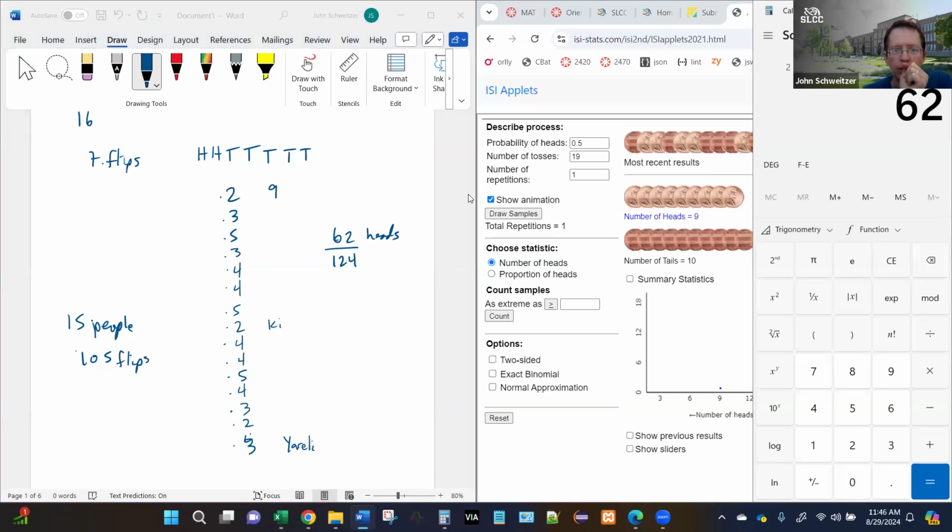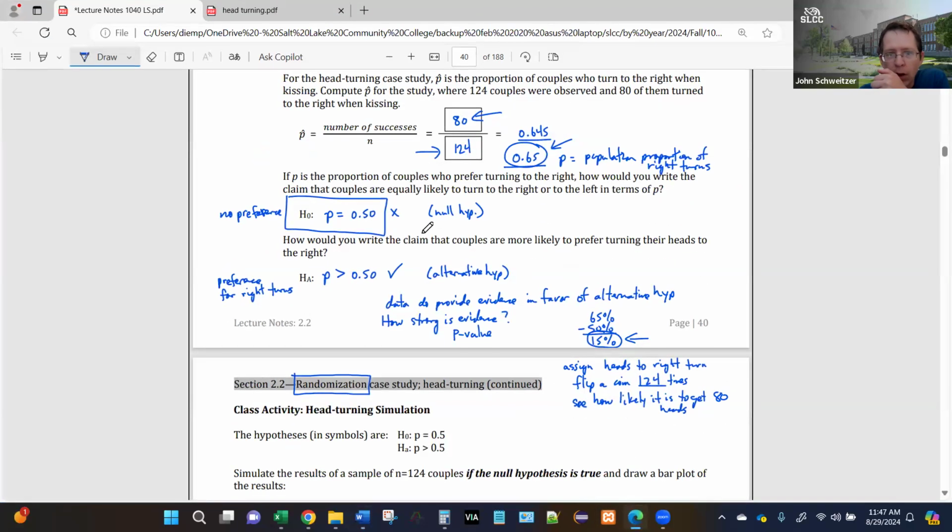Thank you, Julia, for confirming. So that's our simulated p hat. We had 62 heads out of 124 flips. And why are we doing this? We're trying to get an idea of how weird or how unusual it is, if it's weird at all, of getting 65% of a 50-50 process being right turns.